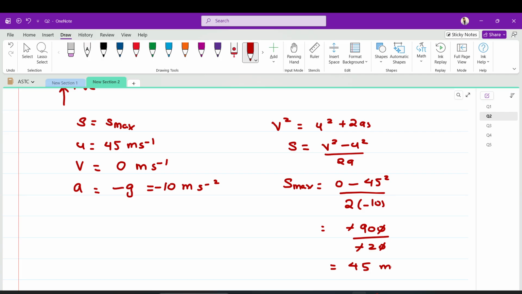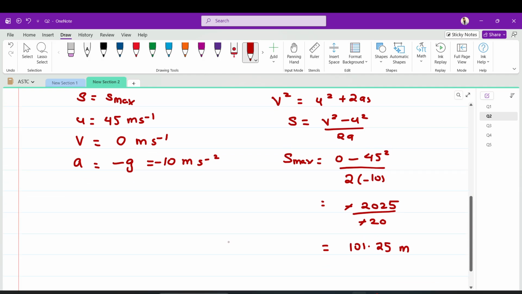Oh, sorry, my bad. 45 squared, not 45 times 2. Sorry about that. So this basically becomes minus 2025 divided by minus 20. Okay, so the zeros cancel, and 2025 divided by 20 will give us 101.25 meters. So that's the greatest height that the ball reaches.